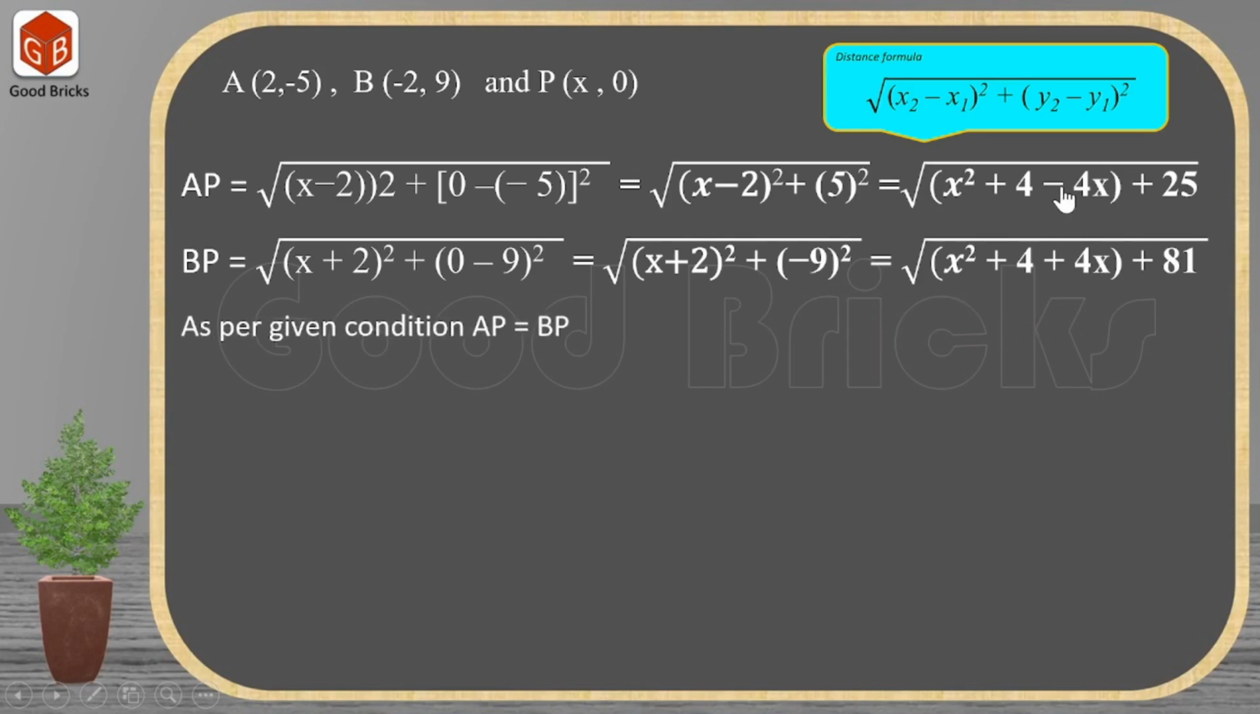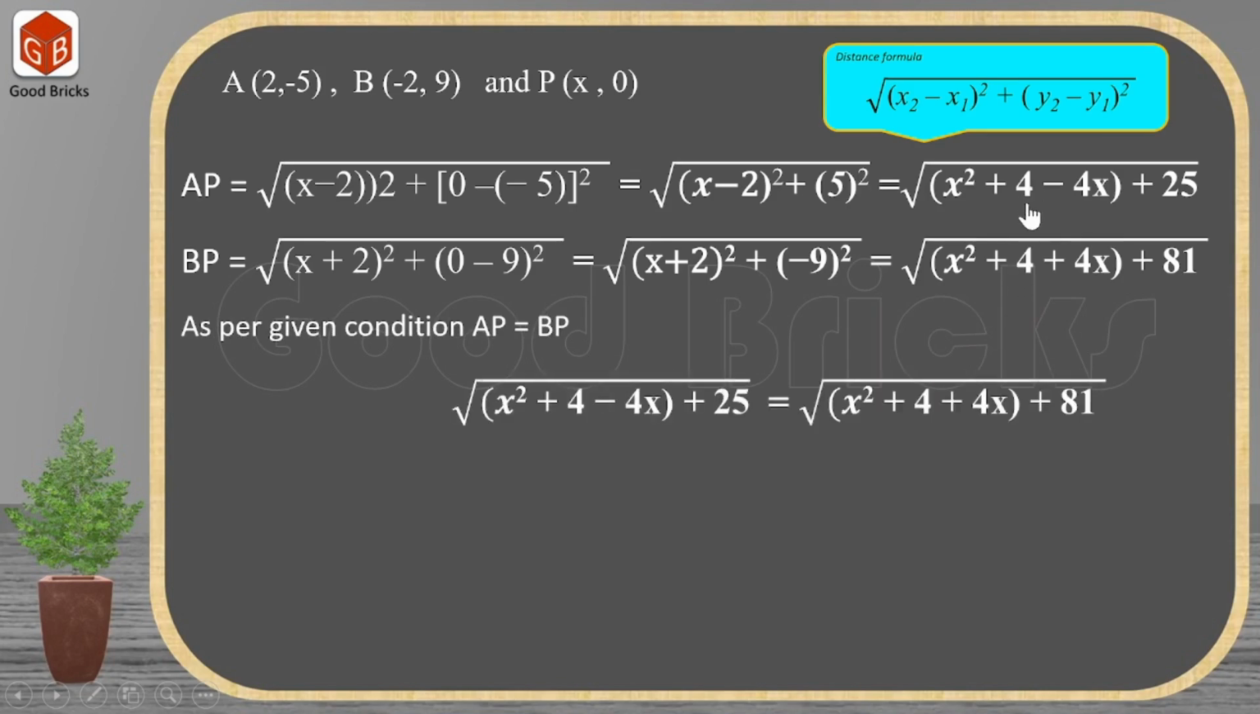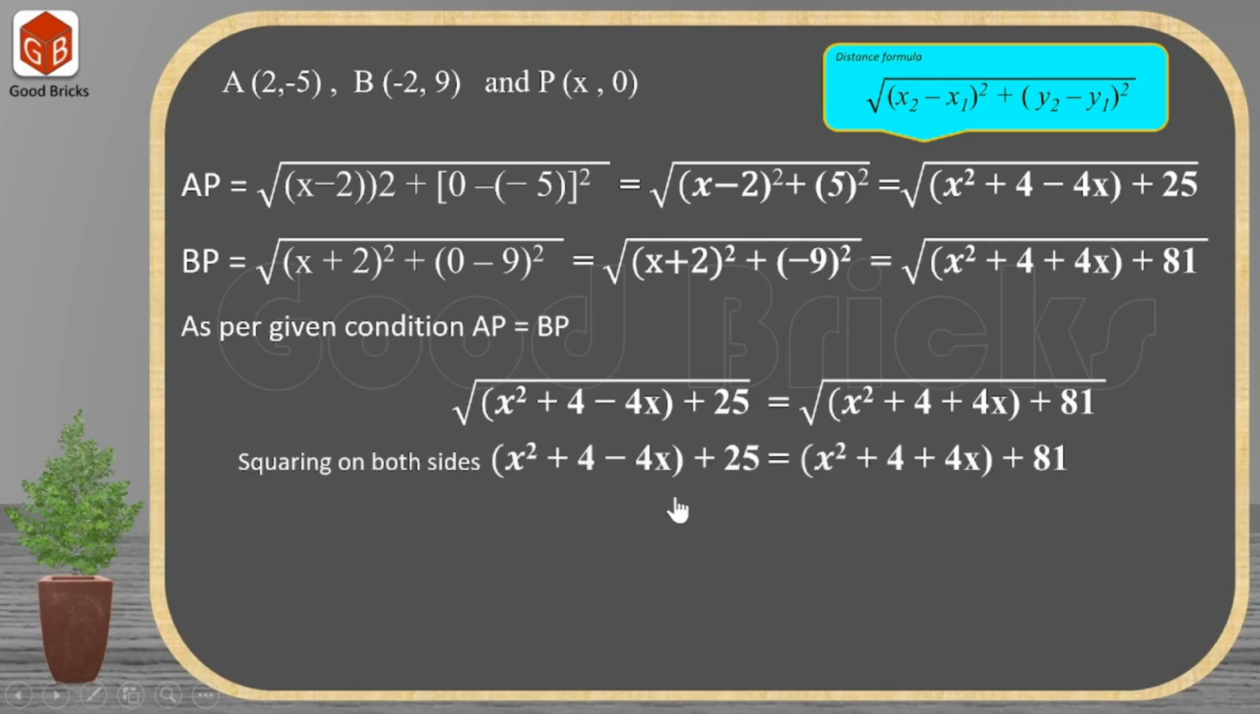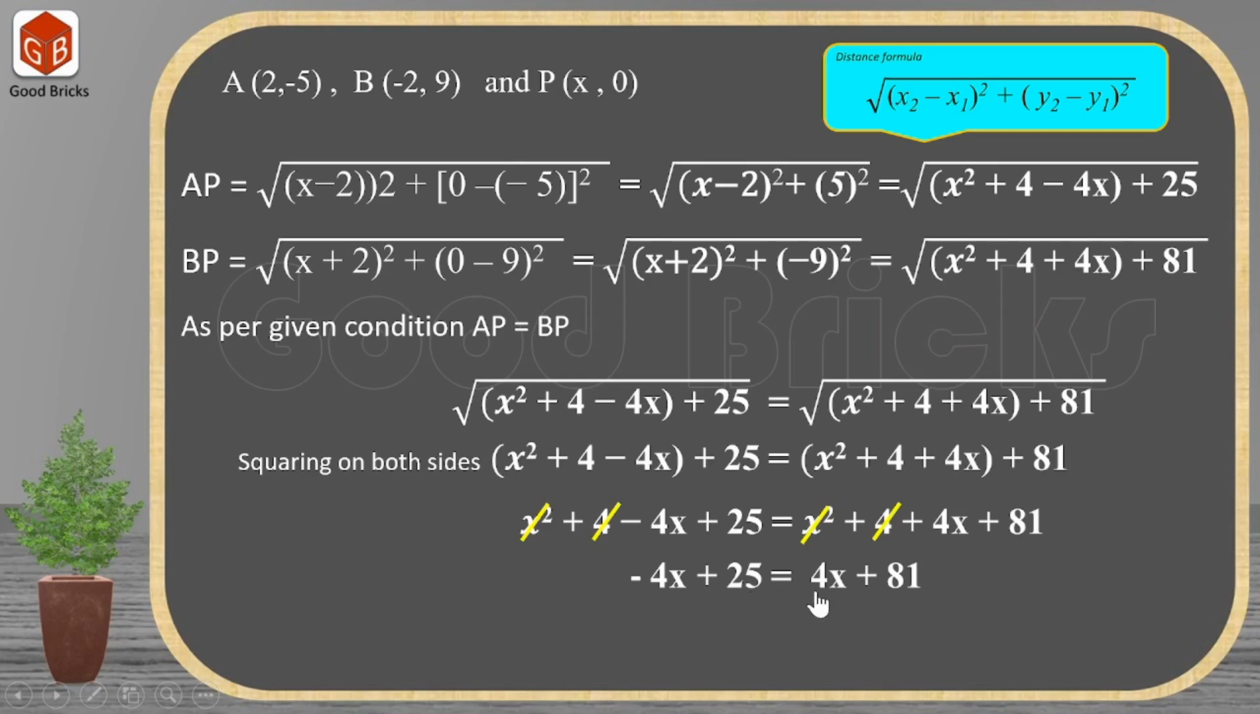Since they have given these two lengths, meaning AP is equal to BP, we can write this is equal to this. On squaring both sides, we can write as shown here on the screen. After removal of these brackets, we can cancel x square and x square, 4, 4, and finally we are left with minus 4x plus 25 is equal to 4x plus 81.